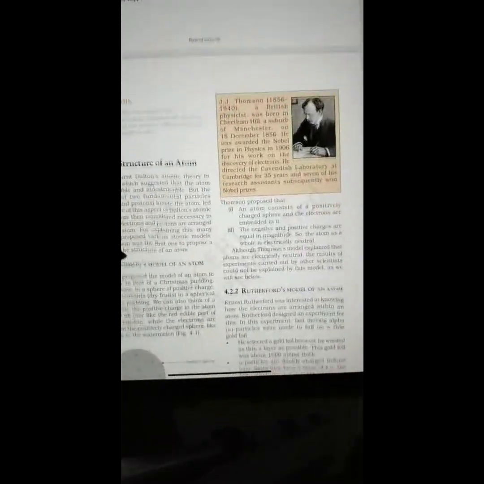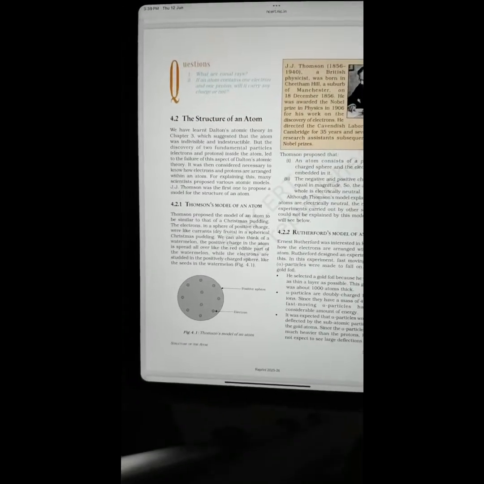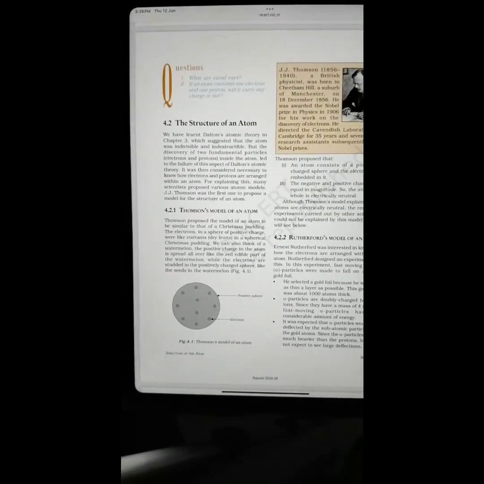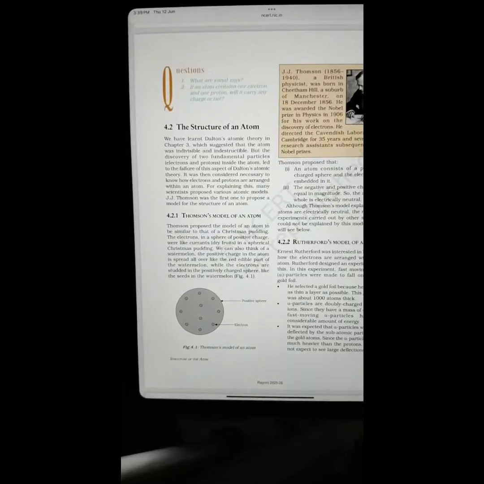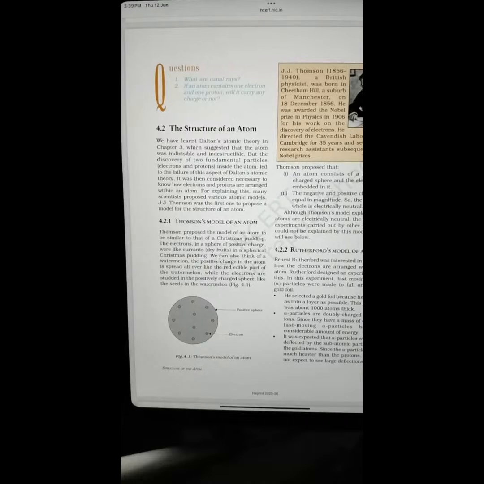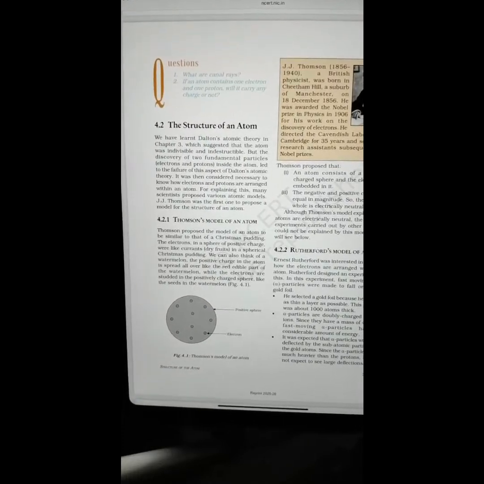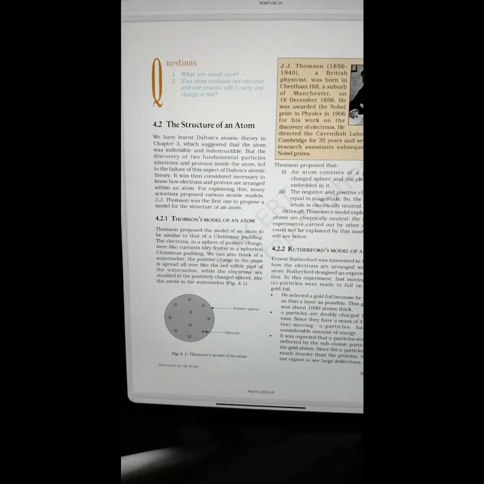Let's flip to another page. And here we have in-text questions. I hope the screen is visible to everybody. So the question number 1 at the top is what are canal rays? Question number 2, if an atom contains one electron and one proton, will it carry any charge or not?